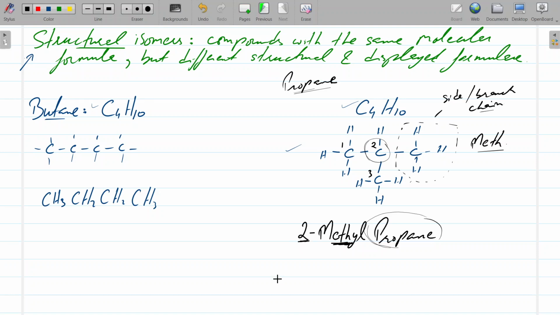number 2. On that note, if you have groups like these or molecules like these, this is how you name them: methyl, ethyl, propyl, butyl. So that's 1 carbon, 2 carbon, 3 carbon, and 4 carbon.